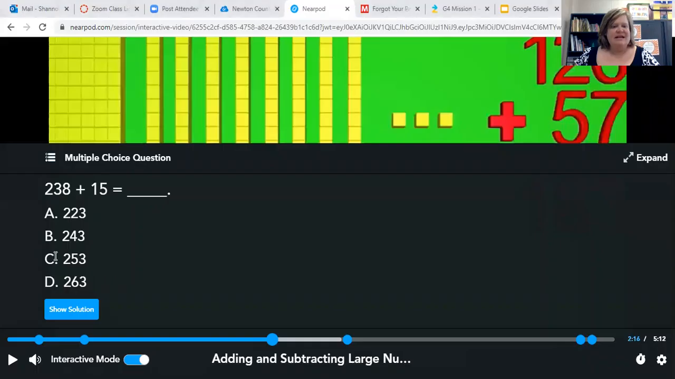We're going to say that C is definitely the right answer.